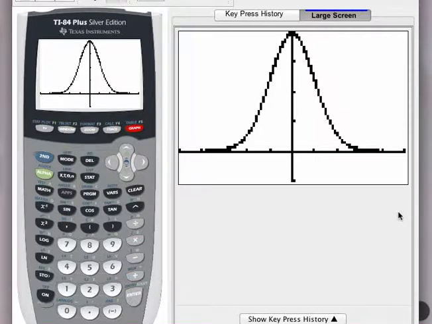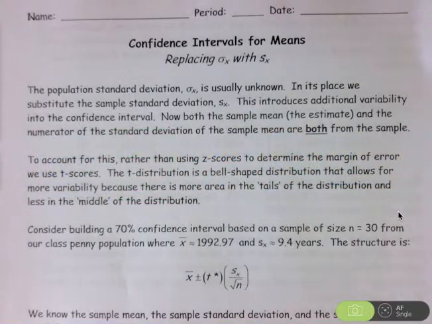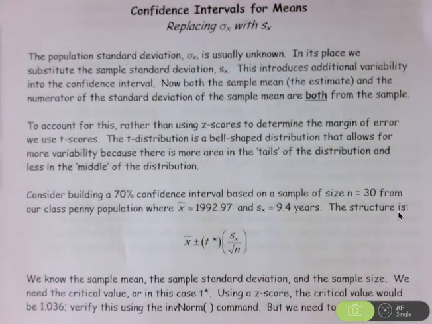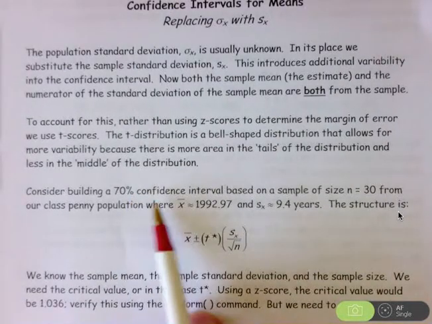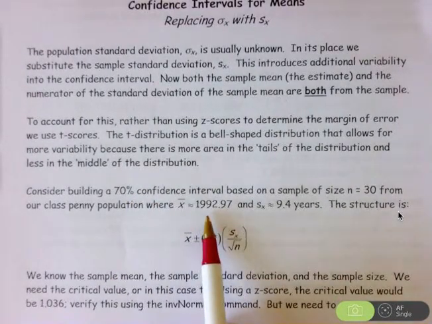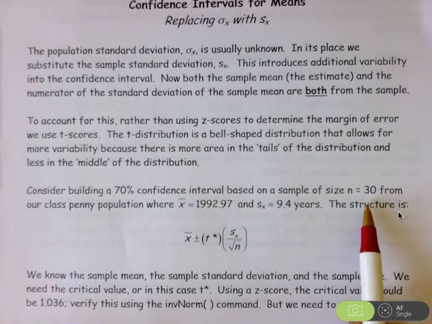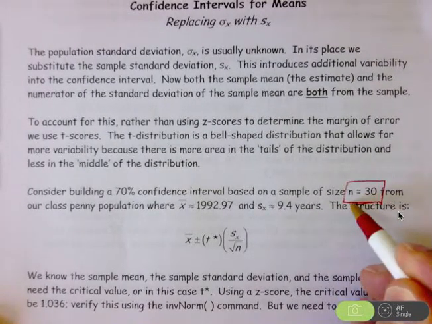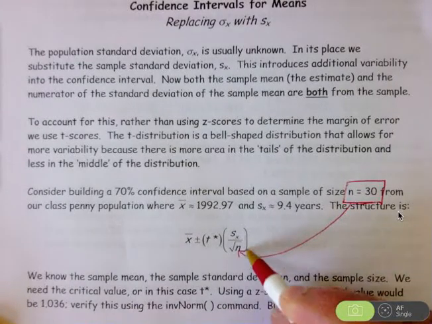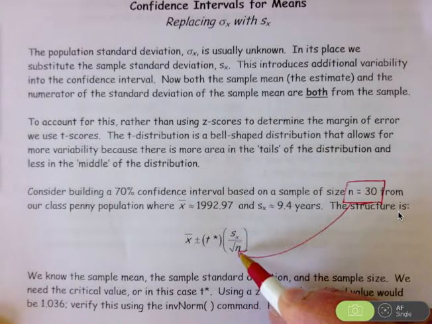So let's take a look then at the example from our last class. So what we did, this is one period's worth of data. I'd like to build a 70% confidence interval. And for this period, the sample mean was 1992.97, and the sample standard deviation was 9.4. This was all based on a sample size of 30. So that sample size of 30 we will still use within this expression here for the standard error of the statistic. We'll take the square root of 30 in the denominator.